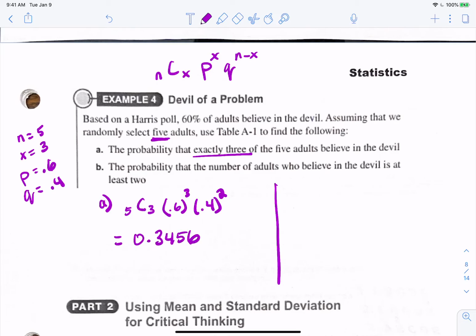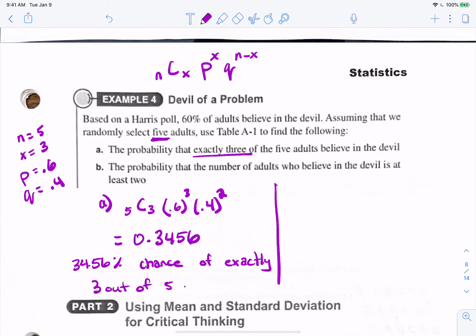Now, because they're going to ask us these questions, what does that mean? It means I have a 34.56% chance that exactly 3 out of 5 people believe in the devil. Does that make sense? There is a 35-ish% chance that if I have 5 people, exactly 3 of them believe in the devil and 2 of them do not. Make sense?